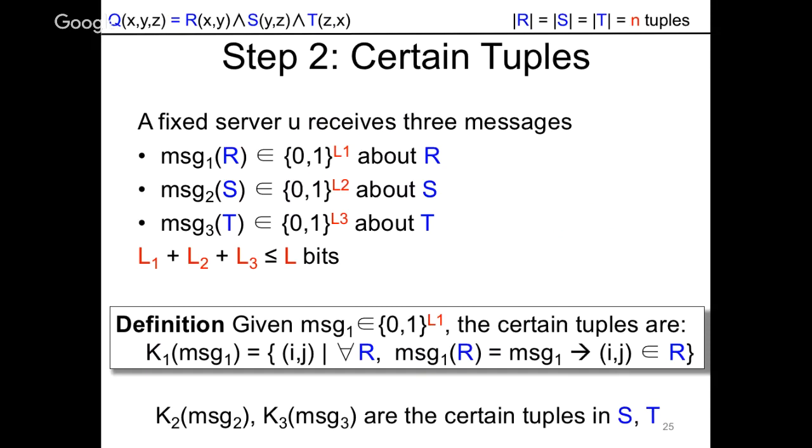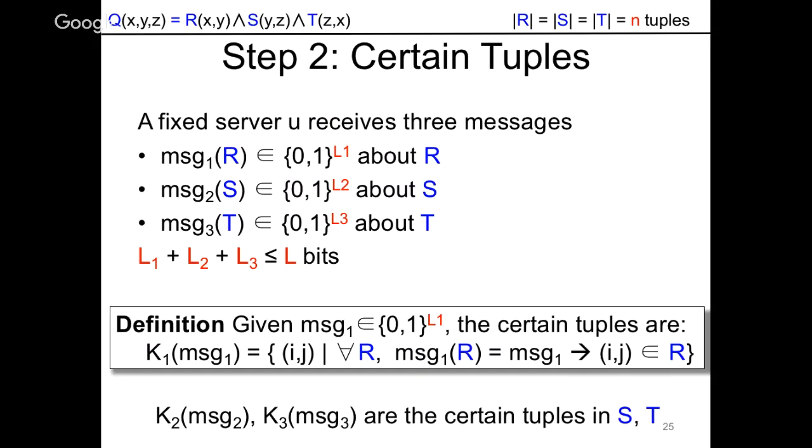And the sum of L1 plus L2 plus L3 is at most L bits. We could assume each of them is L by 3, but it turns out we don't need this. Here is a critical definition. I'm going to talk only about R. The others are similar. Fix a combination of bits, message 1. We define the set of certain tuples encoded by message 1 to be the set of tuples ij with the property that every input, every permutation R that encodes into this message, contains ij.